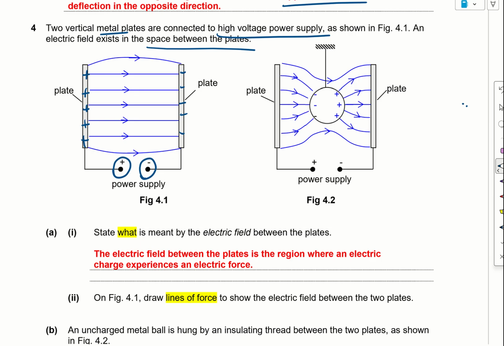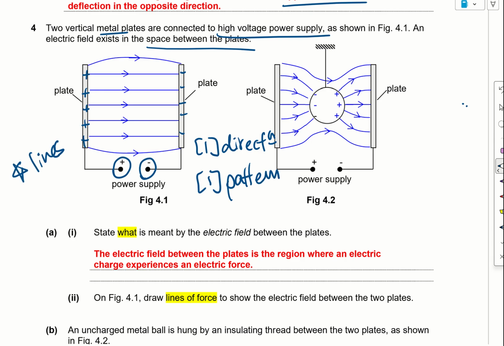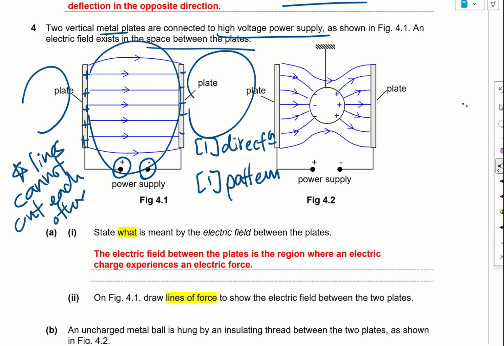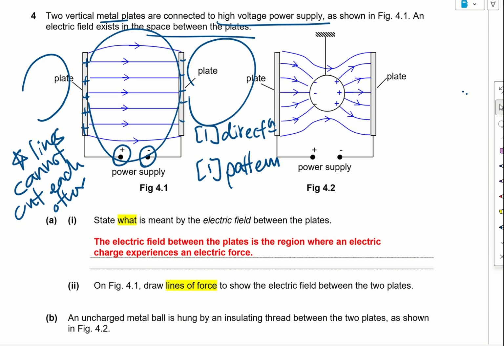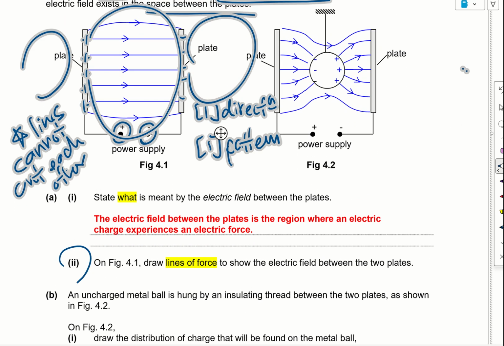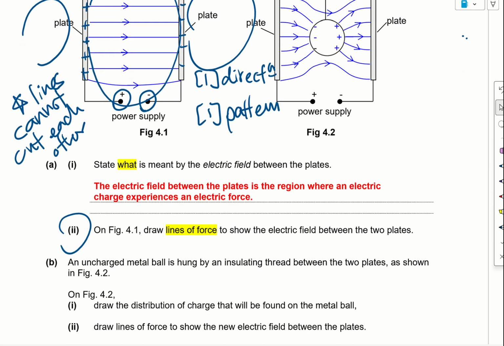So you are supposed to draw the electric field. One mark for direction, one mark for pattern. Take note that the lines cannot cut each other. They are only asking you to draw in between, so you don't have to draw outside. This is for figure 4.1, draw the lines of force.